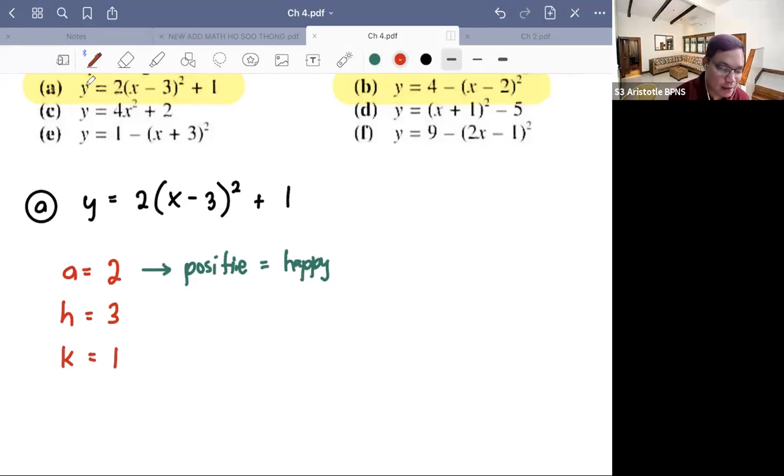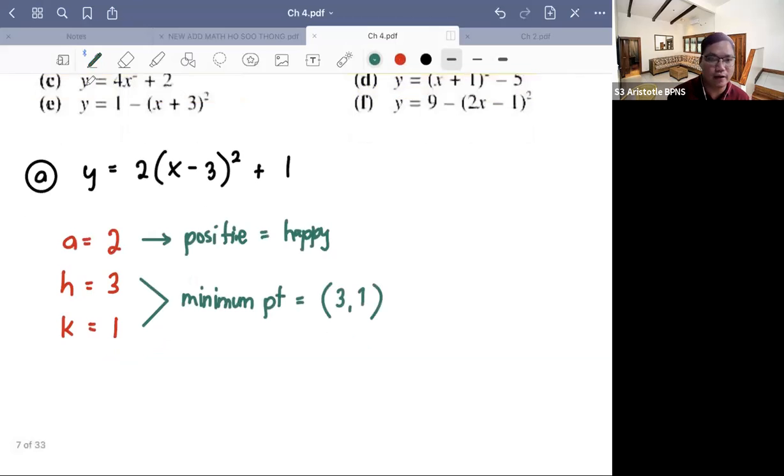So that means the coordinate of your minimum point is at what? What's the coordinate? So it's (3, 1). So you have the coordinates now. So you have the tip of the curve now. All right. So what else do we need to identify?